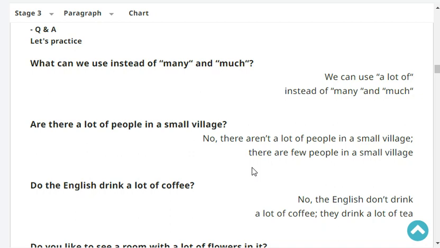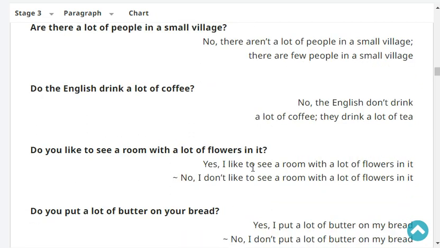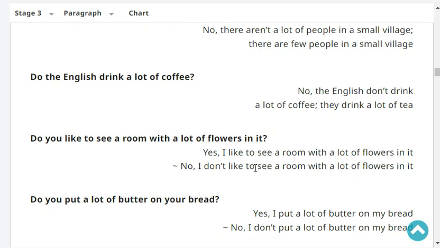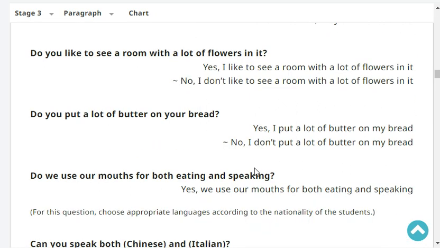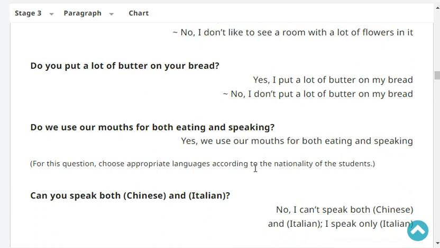Do the English drink a lot of coffee? No, the English don't drink a lot of coffee. They drink a lot of tea. Very good. Do you like to see a room with a lot of flowers in it? Yes or no? No, I don't like to see a room with a lot of flowers in it. Very good.